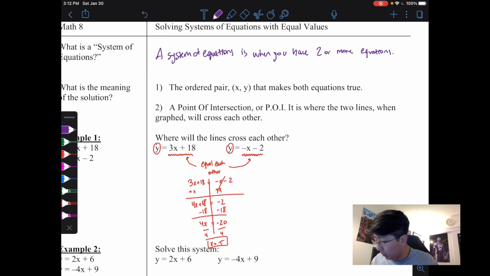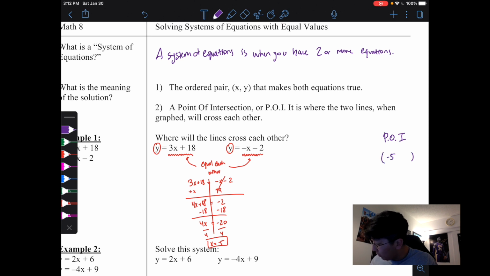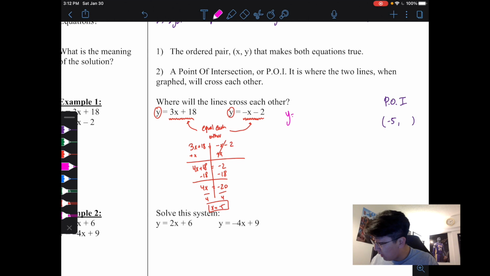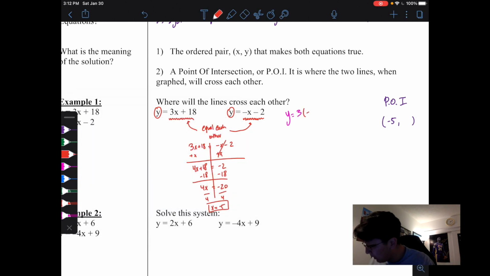So I'm going to go ahead and do this in purple over here. Our POI. Okay? And we have our x value. Our x value is negative 5. And now we need to figure out what our y value is. So in order to do that, we're going to take our x value and plug it back in right here and right here, and we're going to solve for y. Okay? So I'm going to go ahead and do the first one. Y equals 3 times, instead of x, I'm putting negative 5 plus 18.